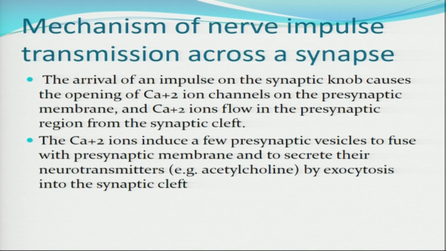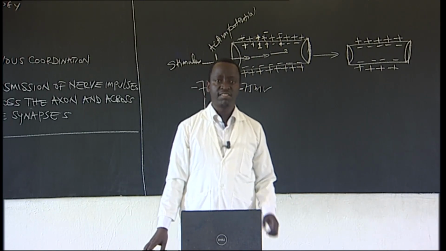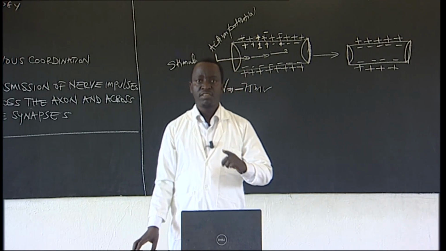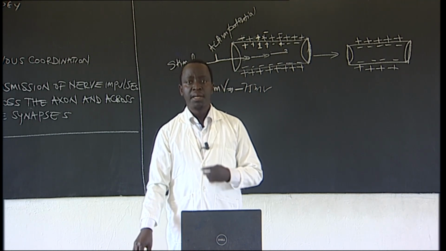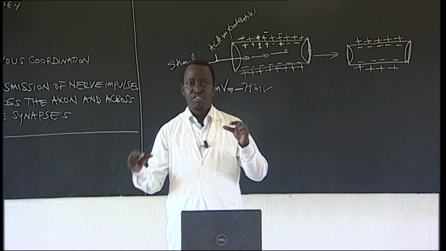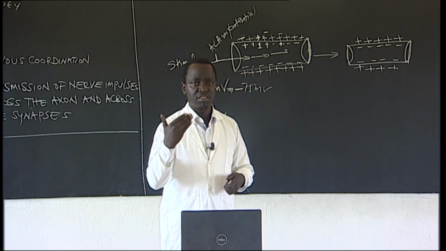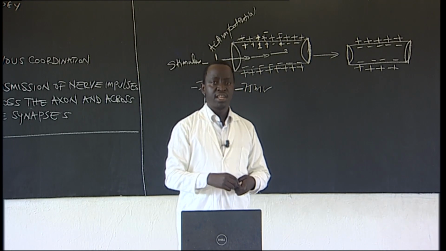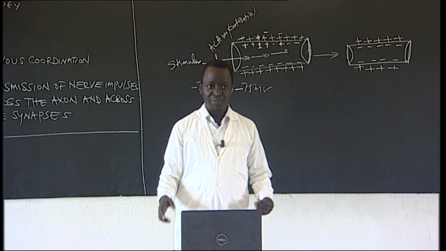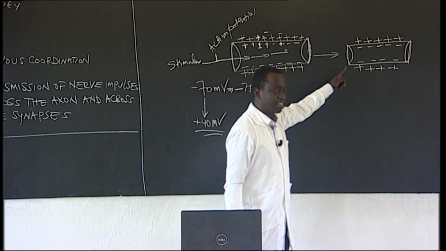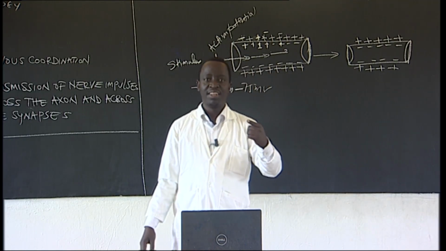So now let's see the transmission of impulse across the synapse. What is a synapse? A synapse is the point where two neurons meet. The junction of two neurons is what you call a synapse. And then how is the message going to cross that junction? So you have to follow now. Here it is across the axon membrane. Now we are going to see how the message can cross the synapse.